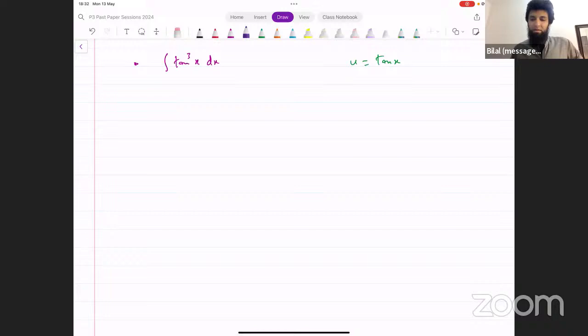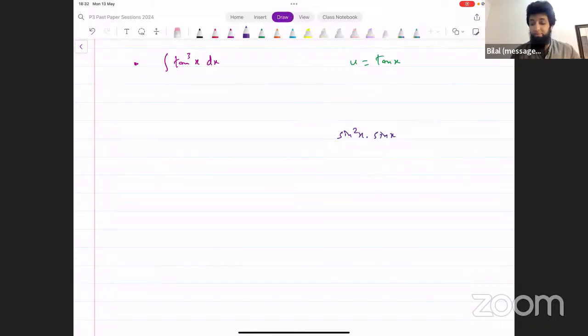Sir, so can't we just separate the powers, like sine cube into sine square x times sine x, and then integrate? Then what can we do after that? Integrate sine square x separately.